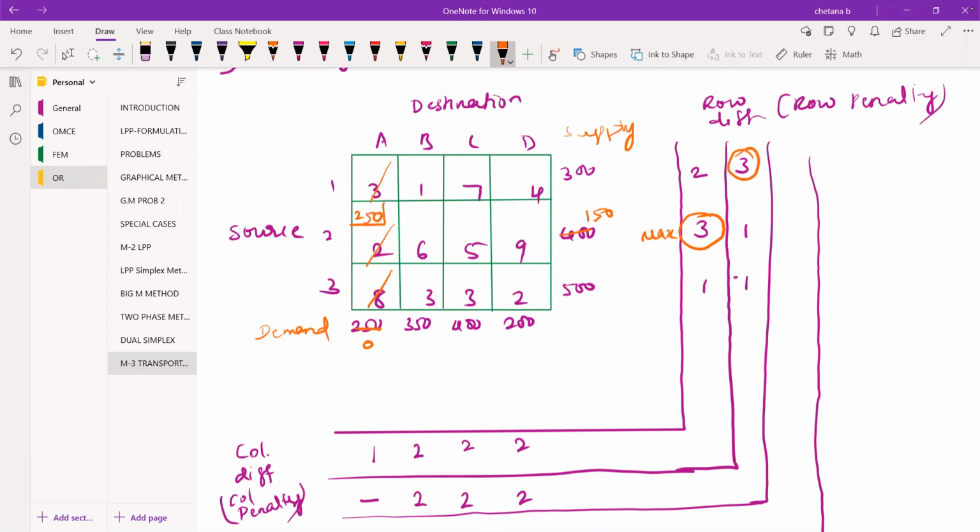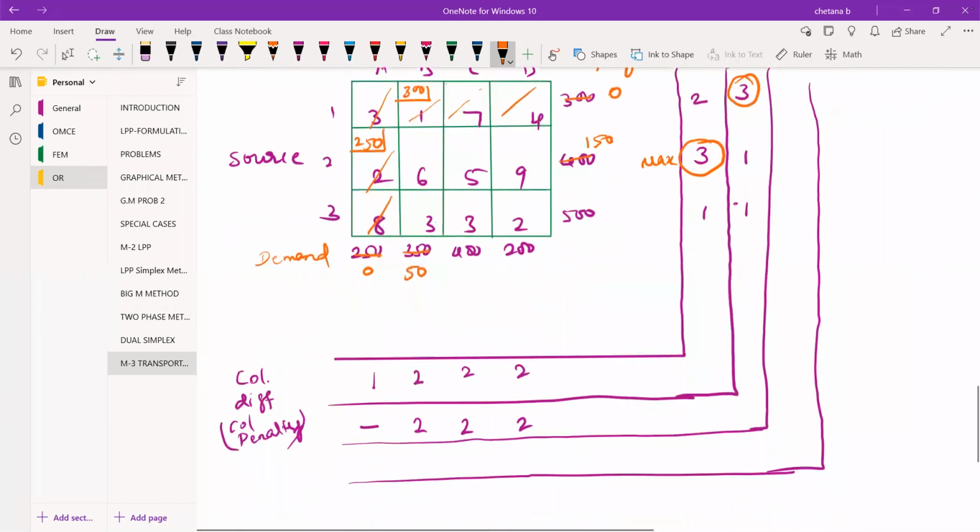So according to the row penalty, we get the first row as the allocation row, but where do you need to allocate? At the minimum cost. So what is the minimum cost in the first row? 1. So out of 350 and 300, which one to be allocated? Supply, 300. So this is 0 and here we are getting 50. The first row is completely 0, so eliminate this completely. Again repeat the procedure.